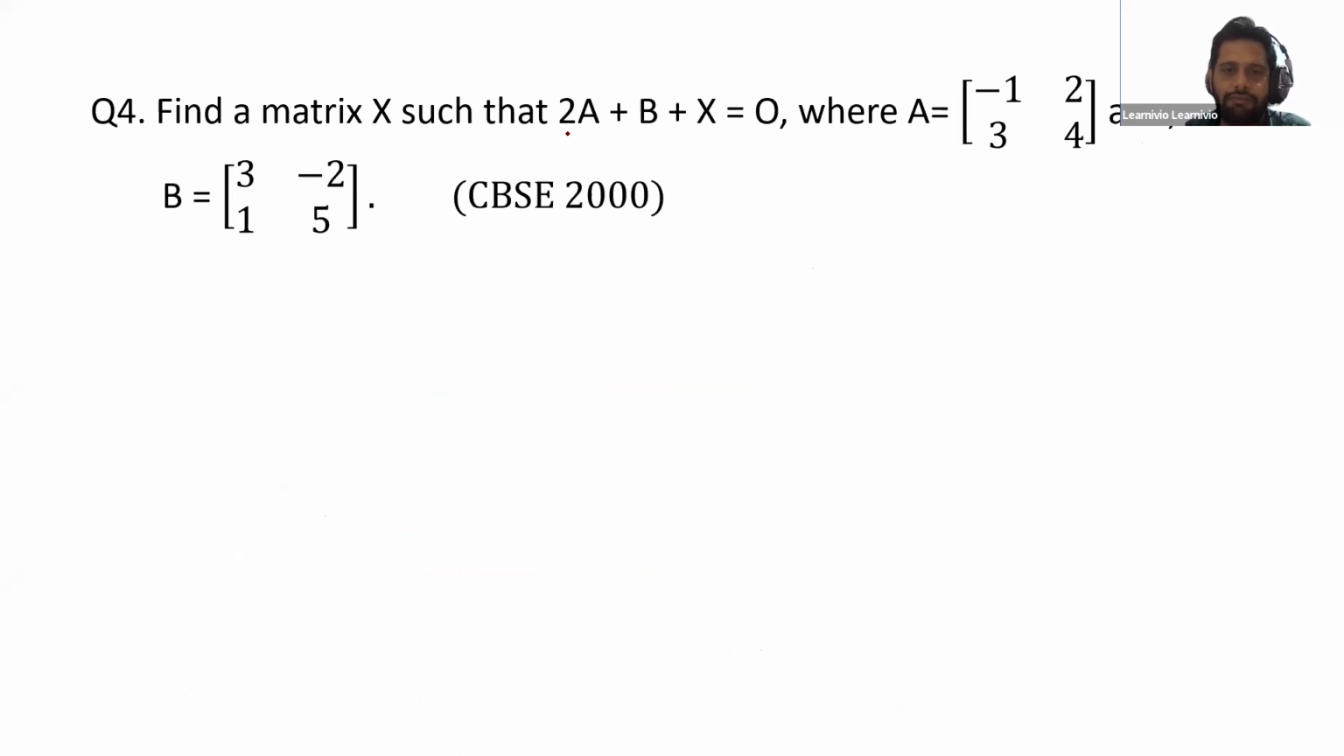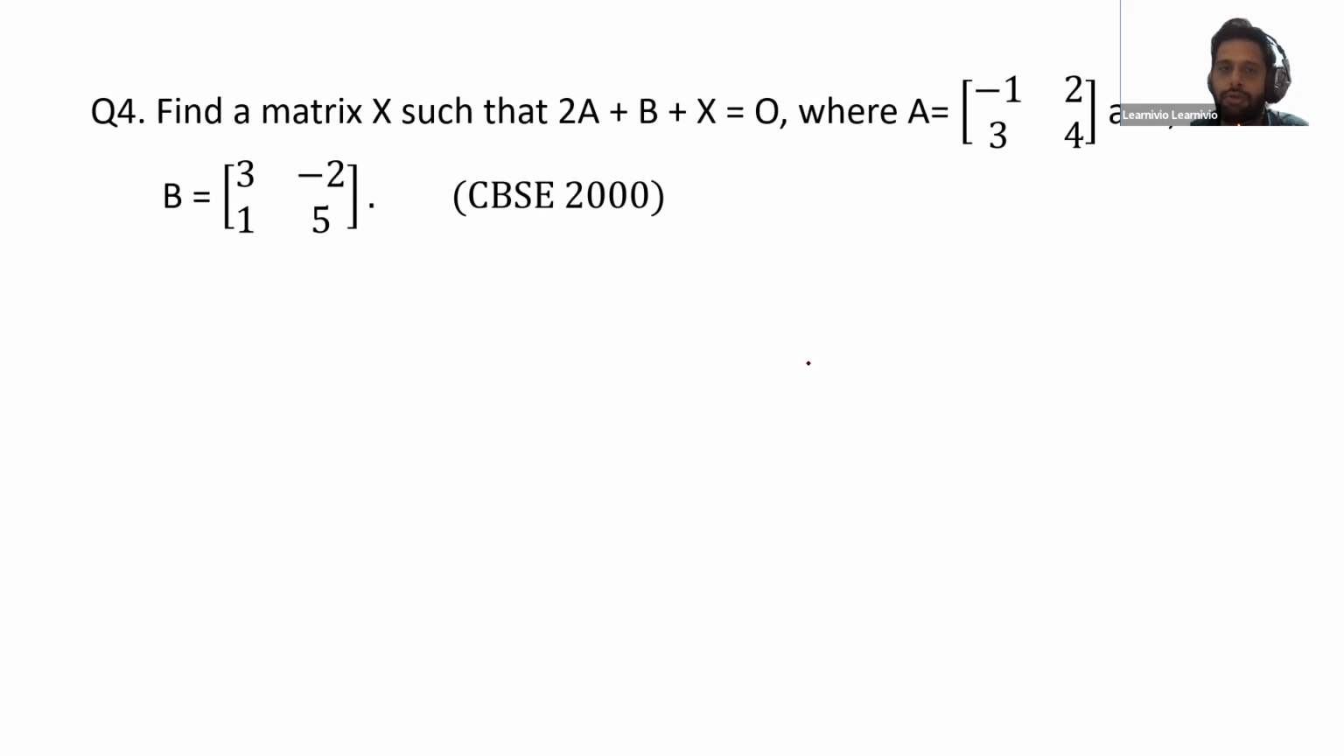Okay, so this equation is giving 2A plus B plus X is equal to O. This is the null matrix. Matrix A is given, B is given. You need to find the matrix X, and this question came in CBSE 2000. Okay, please try this question.